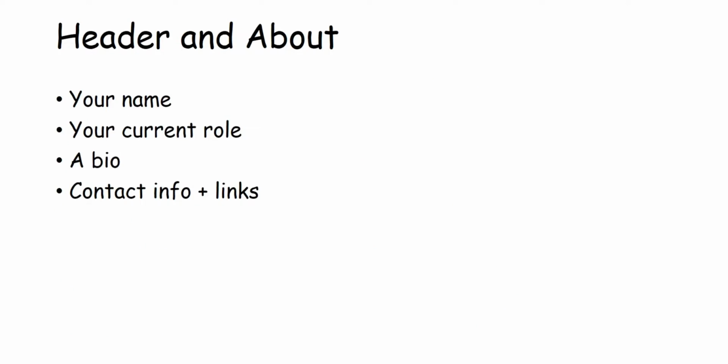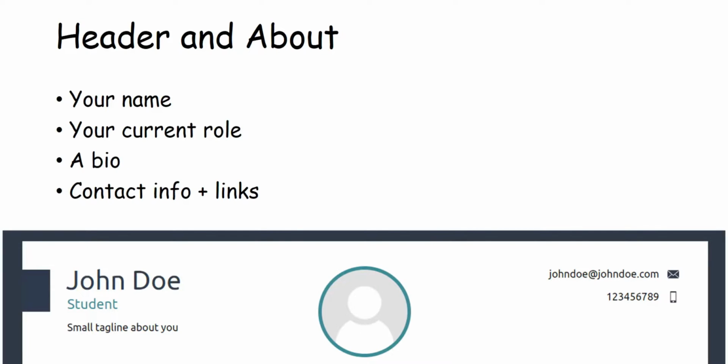So the first section is your header and about. Just add your name, your role, some contact information which has basically all your social media links, your LinkedIn, your portfolio link, etc. And of course your photo. Just make sure you look a little professional.